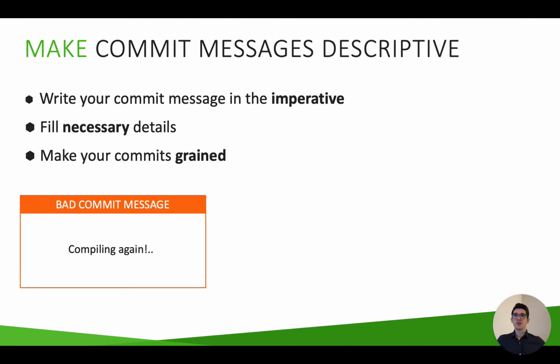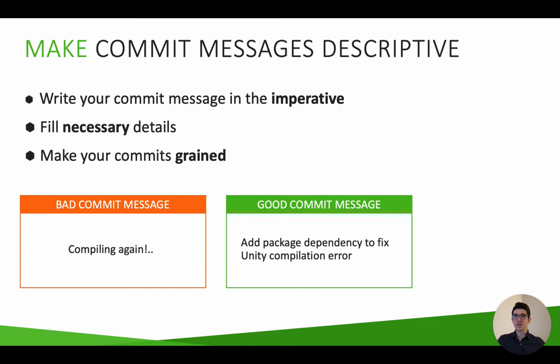So here's an example of a bad commit message: "Compiling again." What's compiling? Why is it compiling? It's hard to understand and doesn't give much information for us. A good commit message instead of this one would be "Add package dependency to fix Unity compilation error." Here we use imperative language, and we can easily understand what was done and how.